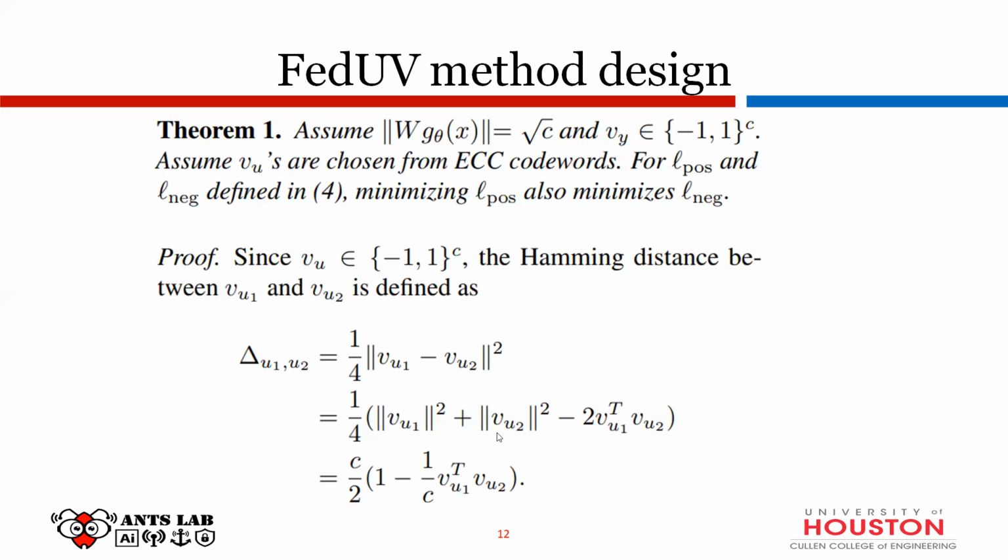If you use the ECC code, the magic here is that the ECC code has this property of getting this maximized value. So that's why if we use the ECC code, we can guarantee that minimizing positive loss will minimize negative loss. In this way, you don't need to calculate the negative loss, right? Yes, you only need to calculate the positive loss. Okay.